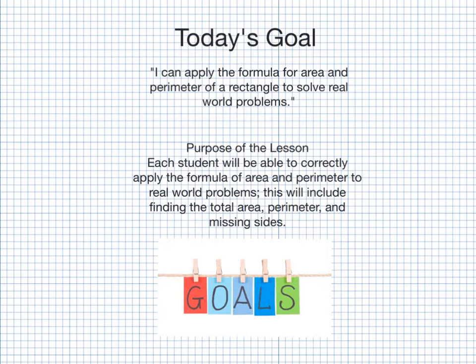The goal for today's lesson is for you to be able to say at the end, I can apply the formula for area and perimeter of a rectangle to solve real-world problems. Finally, the purpose of today's lesson? Each student will be able to correctly apply the formula of area and perimeter to real-world problems. This will include finding the total area, perimeter, and missing sides. Time to move on to today's lesson.